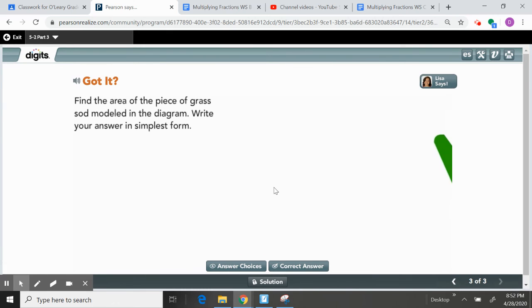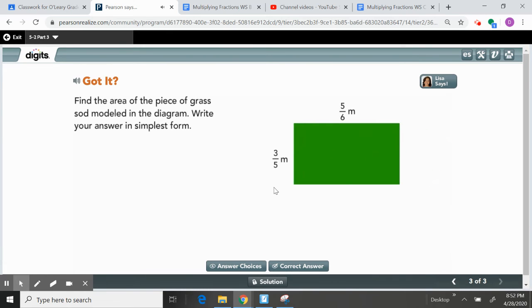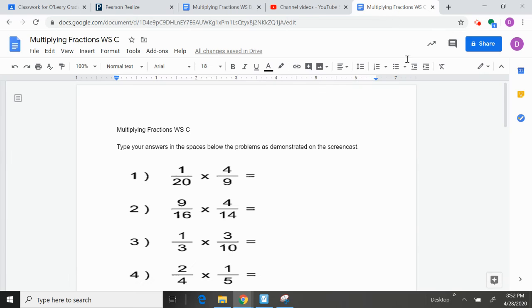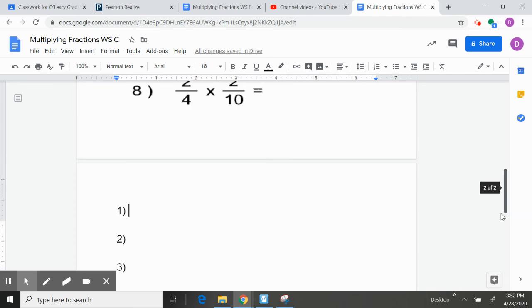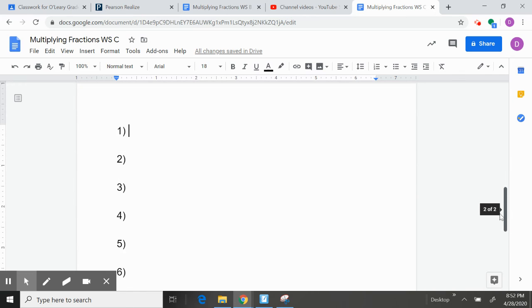And then there's this one too. Find the area of the grass sod. Okay, so 5/6 times 3/5. Feel free to try that one on your own when you log on today. So what you will do today, though, is worksheet C. Okay, and it has a spot for you to put your answers at the bottom.